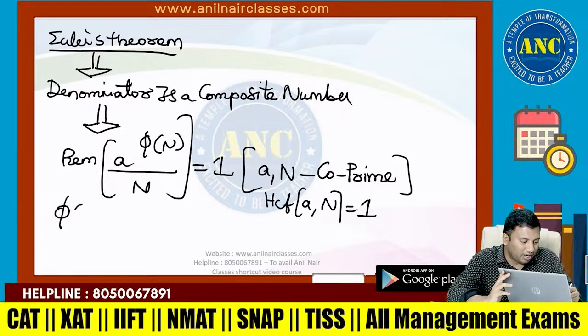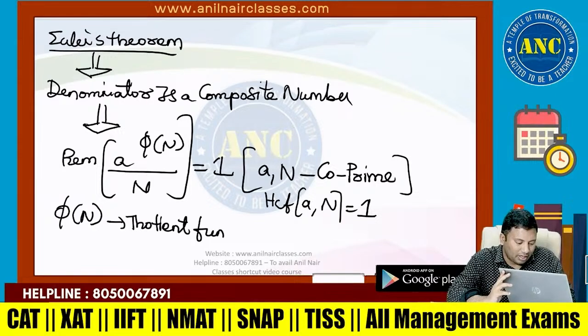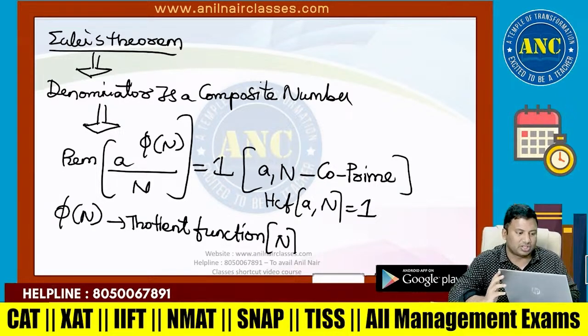What is phi of n? Phi of n is the totient function of n. I will explain in detail what the totient function of n is.